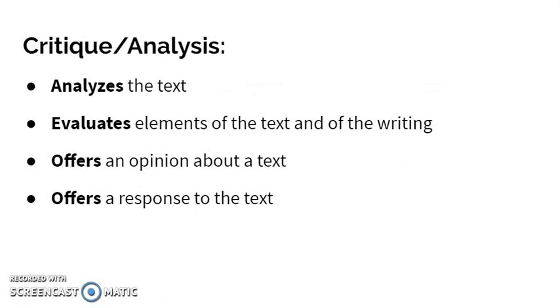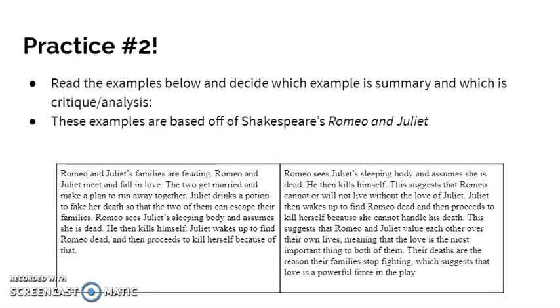To continue talking about critique and analysis, an analysis analyzes the text, evaluates elements of the text and of the writing, and offers an opinion about the text. In general, a critique offers a response to the text. Let's practice this. Read the examples below and decide which is an example of a summary and which is a critique or analysis. These examples are based off Shakespeare's Romeo and Juliet. Go ahead and pause the video, practice, and then check back in when you're finished.